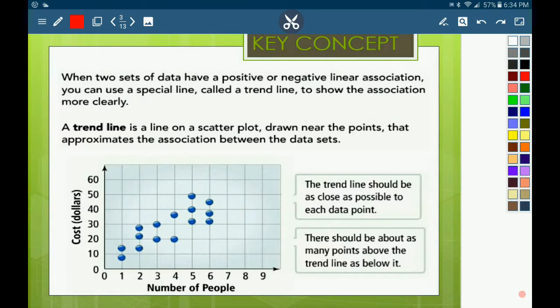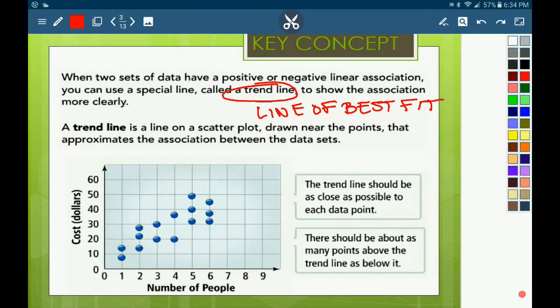It says when two sets of data have a positive or negative linear association, you can use a special line called a trend line to show the association more clearly. Trend line is a synonym for line of best fit. Okay, so if I ask for a line of best fit or a trend line, I'm talking about the same thing. A trend line on a scatter plot drawn near the points that approximate the association between the data set.